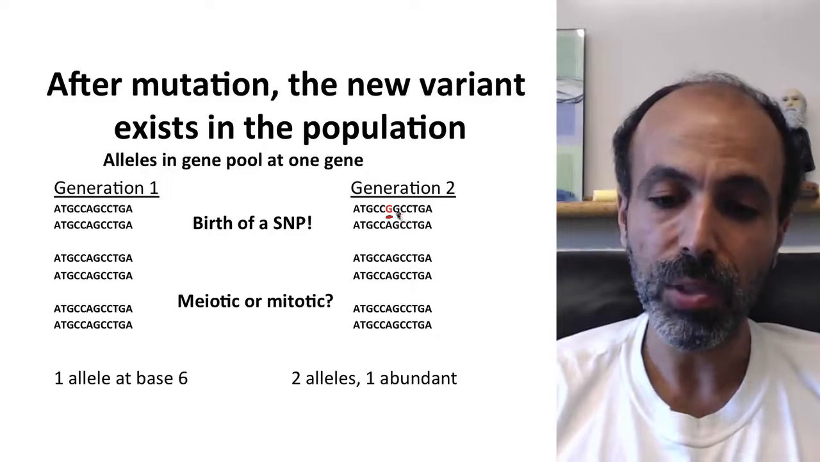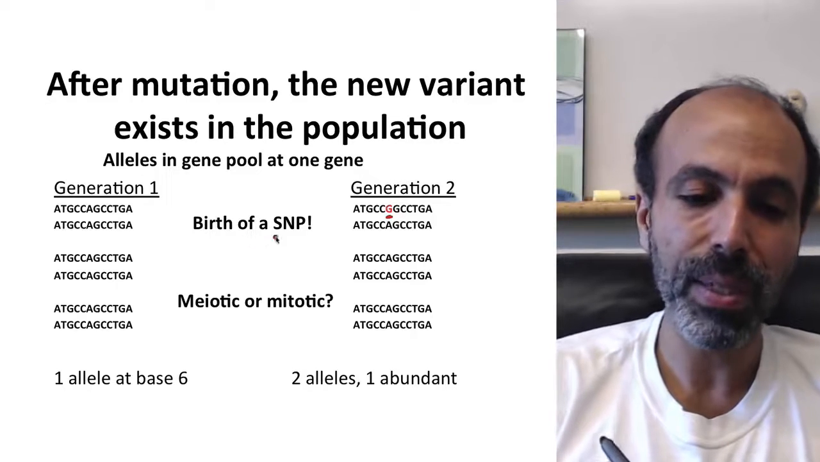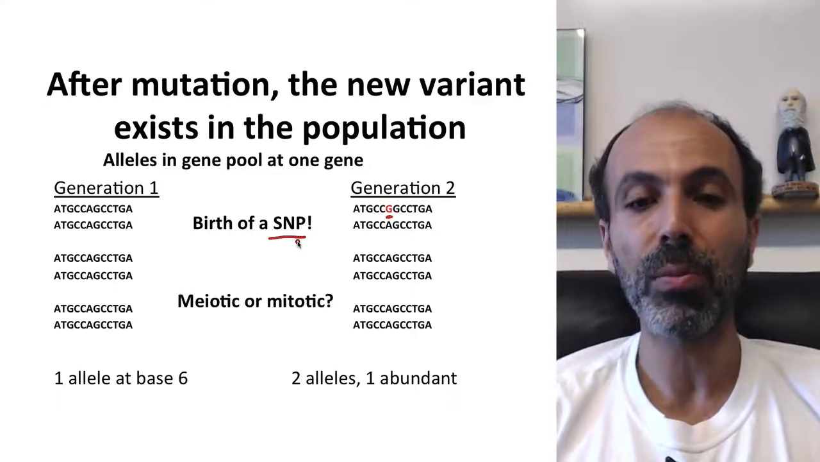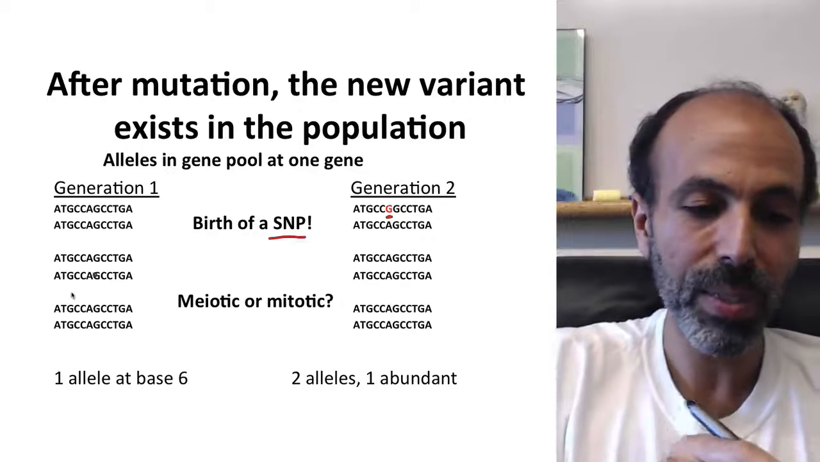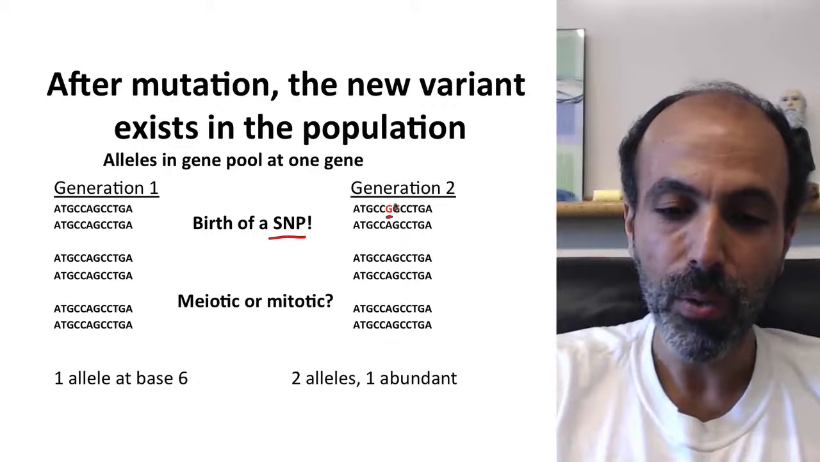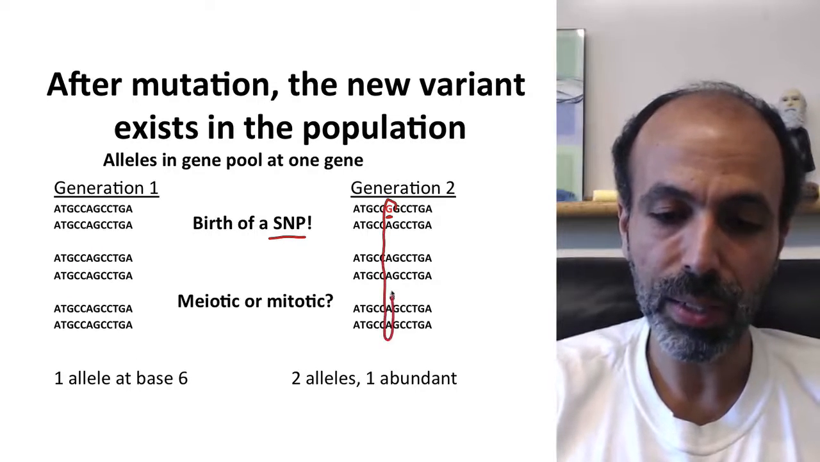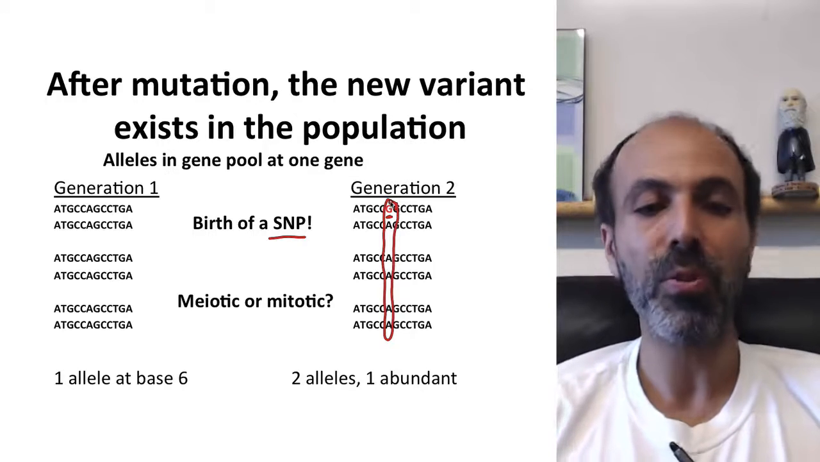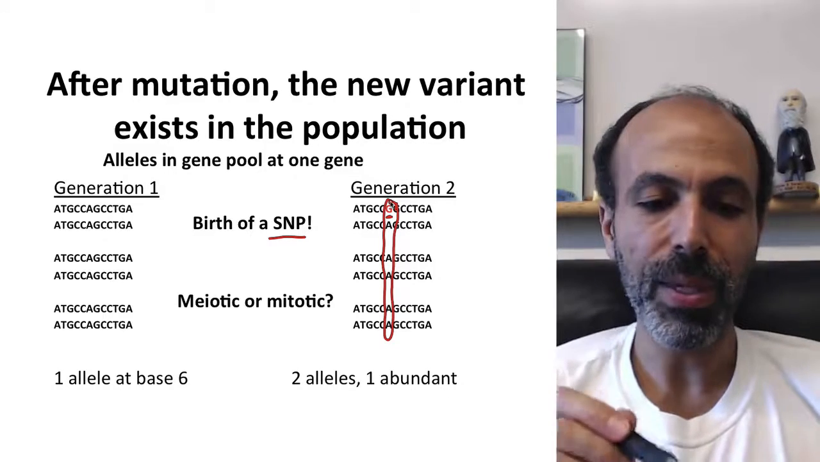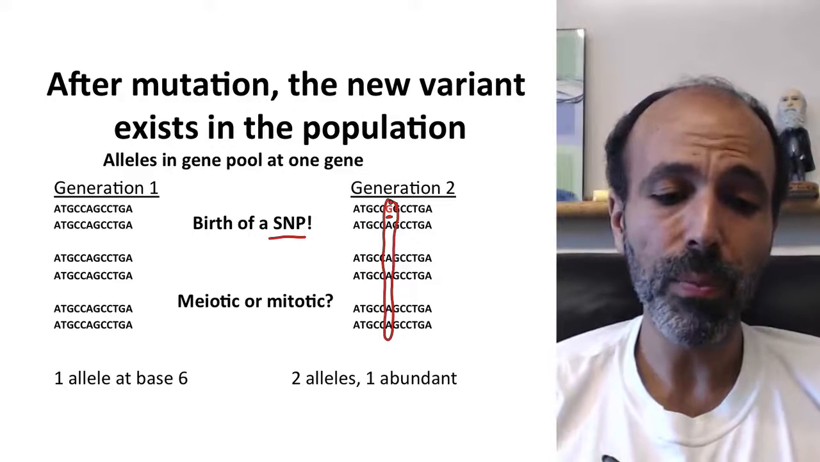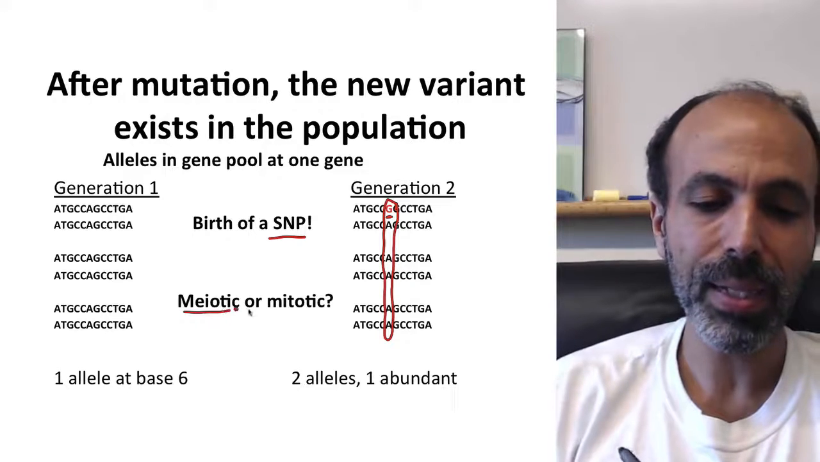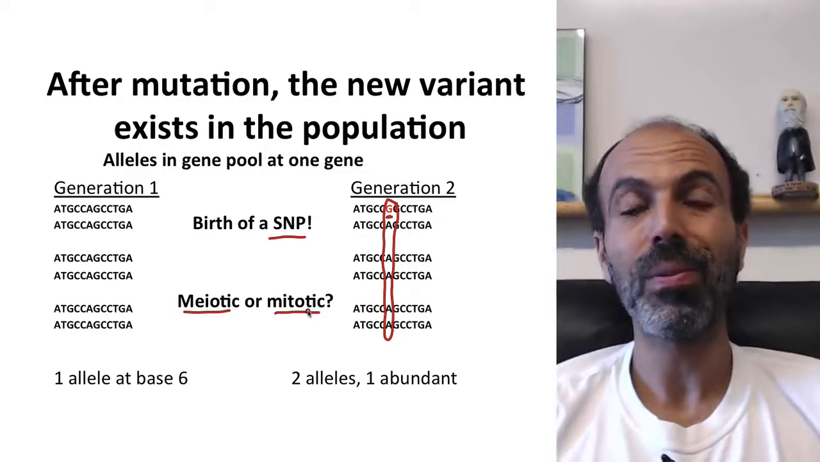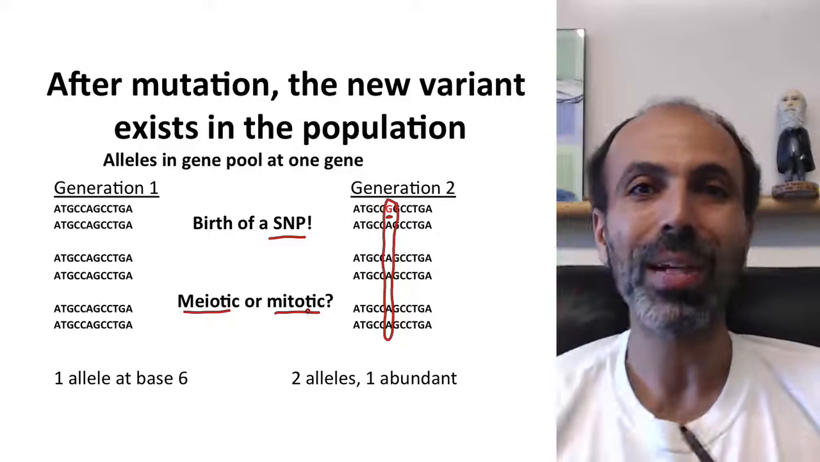Now, as you'll notice, we now have the birth of a SNP, a single nucleotide polymorphism, because here all the sequences were exactly the same. Now we have one site which is polymorphic. It has 2 different variants there. Now let me ask you a question. Is it more important that this is transmitted meiotically or mitotically? Remember we talked about meiosis and mitosis way back in the beginning.